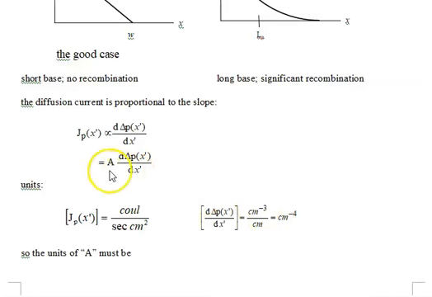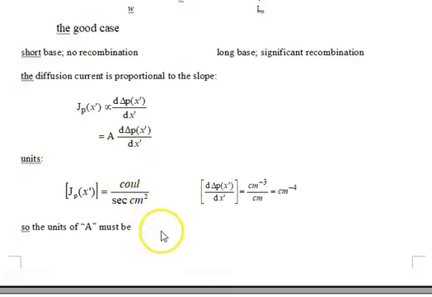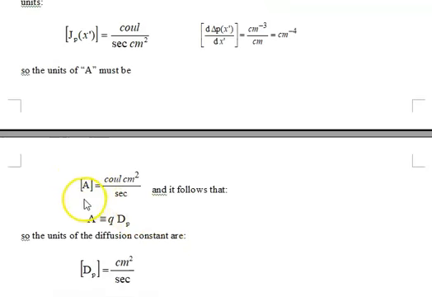Therefore, for the units of A, I just take this over and put it on the left side. Centimeters to the -4th become centimeters to the +4, which cancels out the centimeters squared, at least two of them. So the units of A must be coulombs per second with centimeters squared on top, not on the bottom. And we know that A is equal to Q times the diffusion constant, Q being in coulombs. So therefore, the diffusion constant units are centimeters squared per second.